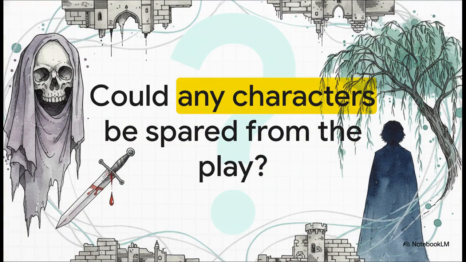I want to leave you with this final, provocative thought to ponder regarding the structural genius of the tragic arc we just explored in this explainer. If Hamlet had acted sooner, who would have survived? Could any of the characters be spared from the play? Is every single piece of this intricate puzzle absolutely necessary for the catastrophe to occur? Think on that as you consider the masterful architecture of this timeless story.